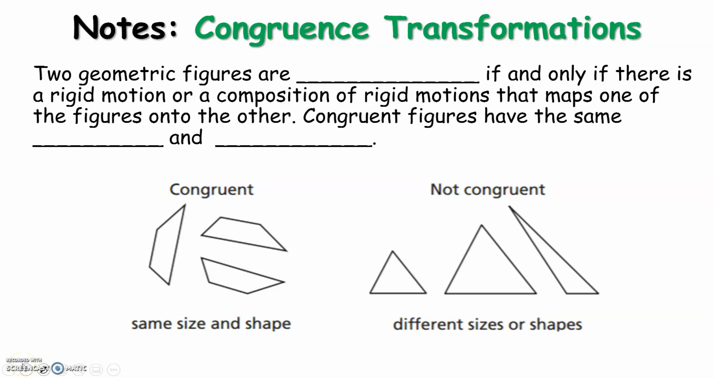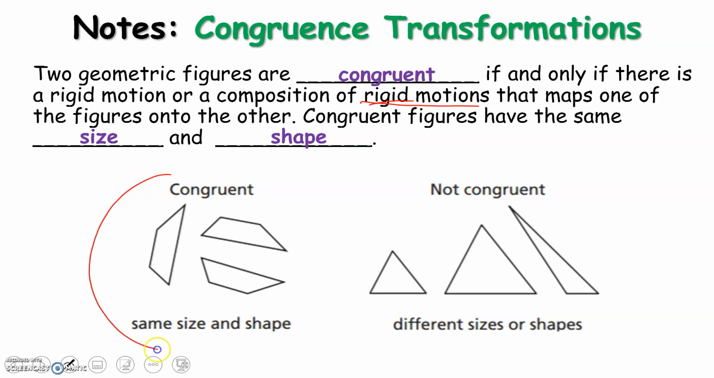The topic of this video lesson is congruence transformations. We're going to say that two geometric figures are congruent if and only if there is a rigid motion or a composition of rigid motions that maps one of the figures onto the other. Just a reminder from before, rigid motions are motions that preserve length and angle measure of a shape. Congruent figures have the same size and the same shape.